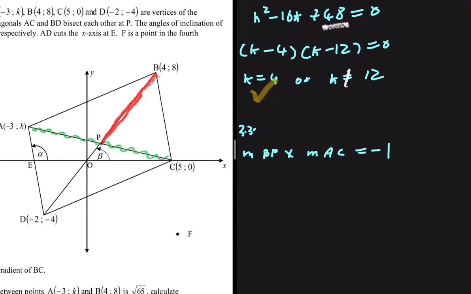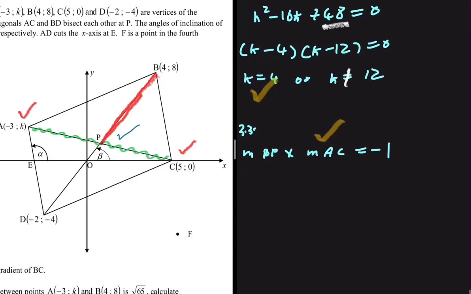So for A, we have all the coordinates, and we have all the coordinates of C. So it's easy to calculate the gradient of AC, right? So we have that figured out. What about BP? We don't have the coordinates of P. P lies on BD, and we have the coordinates of D. So we can just use the coordinates of BD to find the gradient of BP.